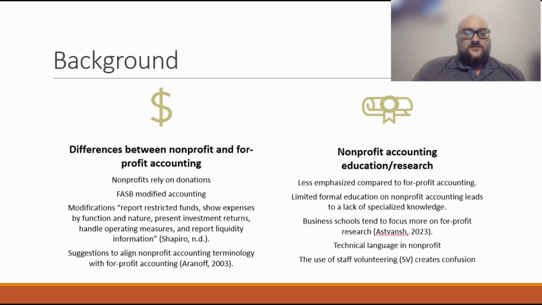As a result of these modifications, there have been many suggestions over the years to align nonprofit accounting terminology with that of for-profit accounting. Some of these suggested changes would affect terms like unrestricted, temporarily restricted, and permanently restricted. These terms could be changed to more clearly represent the nature of the accounts, such as general reserves, special purpose reserves, and perpetual endowment reserves, according to Aronoff.